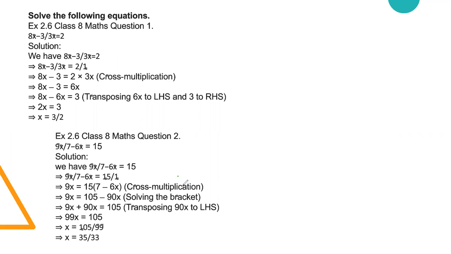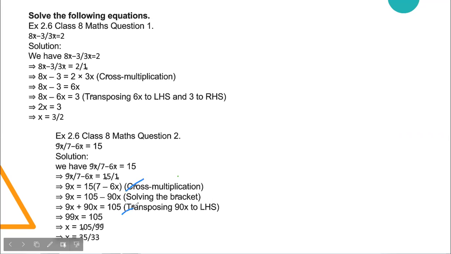In this question also you have to be aware of cross multiplication as well as the transposing method. So now let us concentrate on cross multiplication. How are we going to do it? Let me just write down the question. It is nothing but 9x divided by (7 - 6x), isn't it? That is equal to, in the RHS part, 15, right? The denominator of 15 is 1.